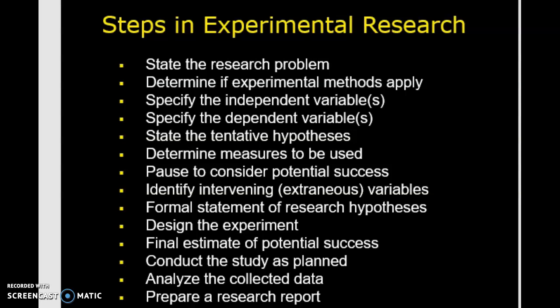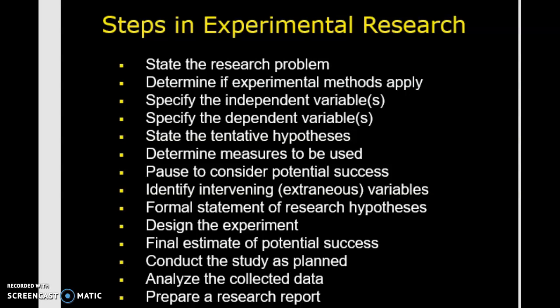Next thing we need to do is to determine what measures we would use, in terms of the instruments that we would use in our study to measure the relationship between the independent and the dependent variable. We may have to pause to consider the potential success. What are the factors that are likely to contribute to our success, and what are some variables or factors that are intervening that may impact the relationship between the two variables?